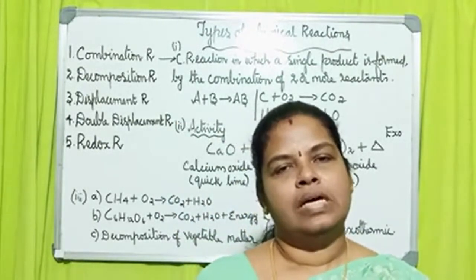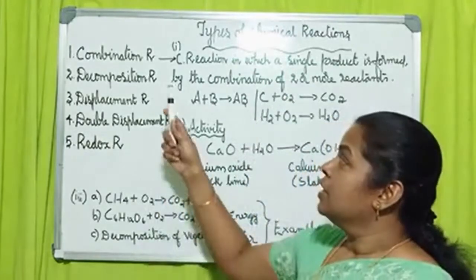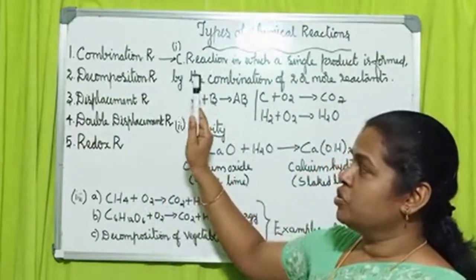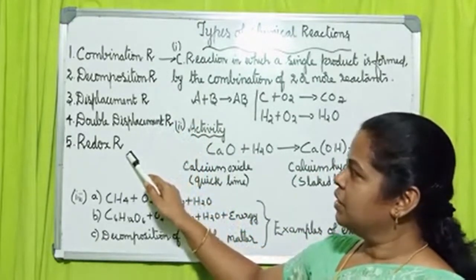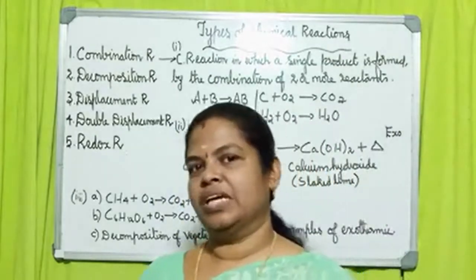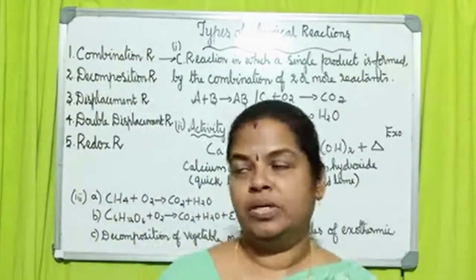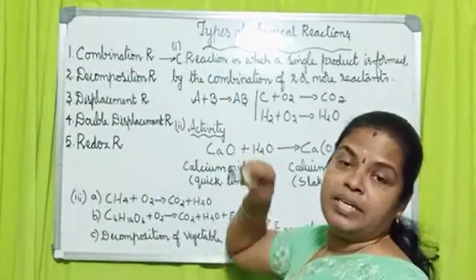Okay? As I told you in the introduction part, there are 5 types of chemical reactions: combination reaction, decomposition reaction, displacement reaction, double displacement reaction and redox reaction. Okay? So there are 5 types of reactions. We will see one by one. So today we are going to see combination reaction.